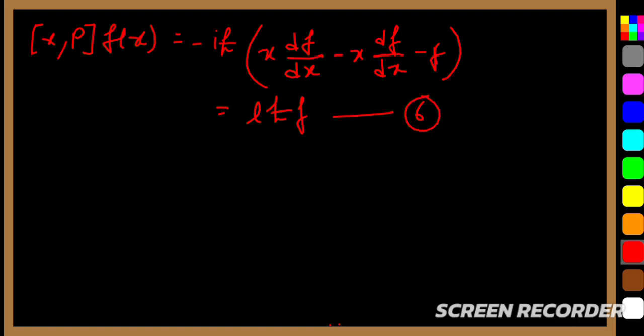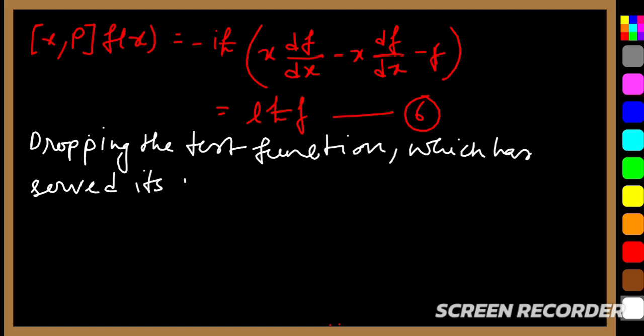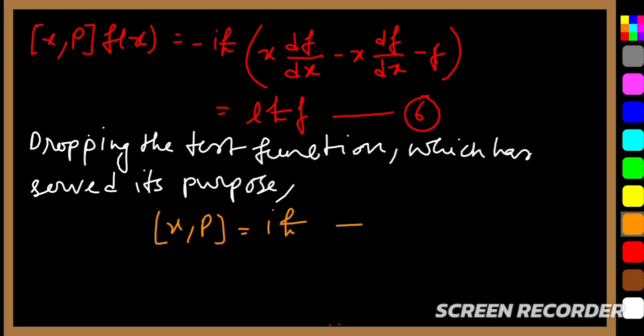Okay. Now, dropping the test function, which has served its purpose, we get that x comma p equals ih cut. That is the seventh equation.